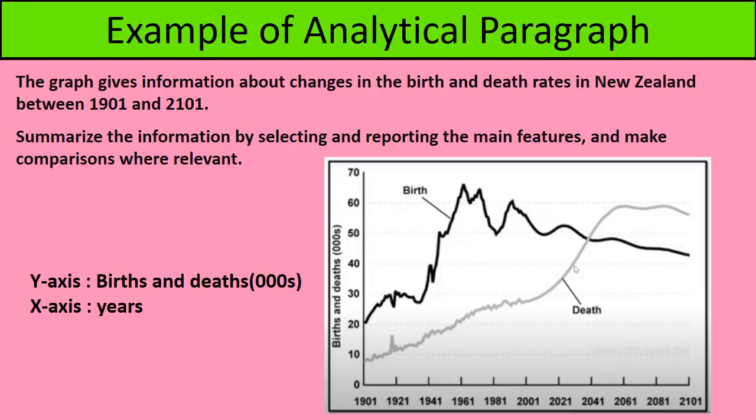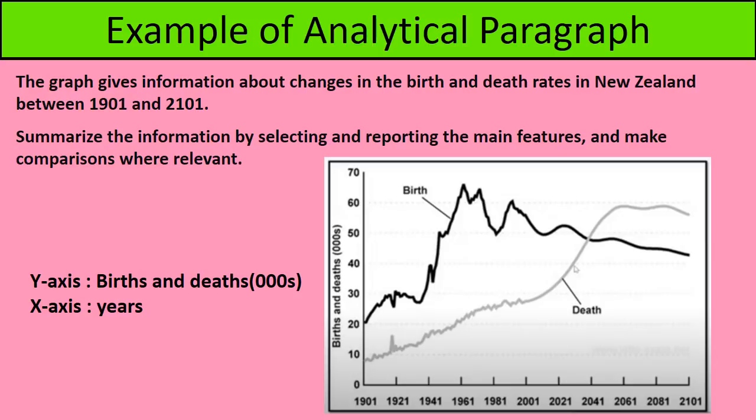See, the death rate started below 10,000 and it kept on increasing until the present time, that is 2021. And from 2021 to 2051, it is expected to increase more rapidly. And then it remains stable and then drops in 2101.